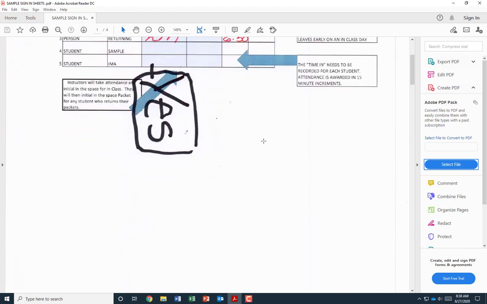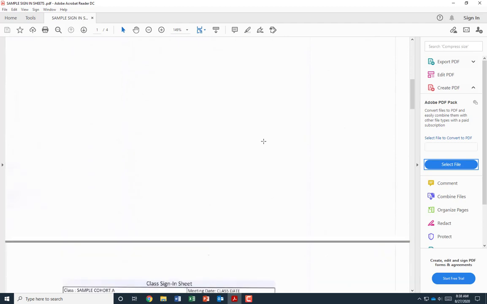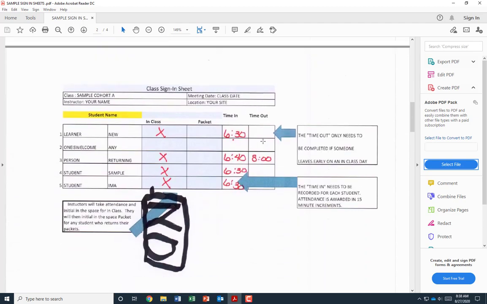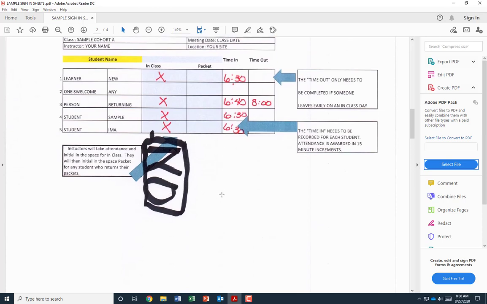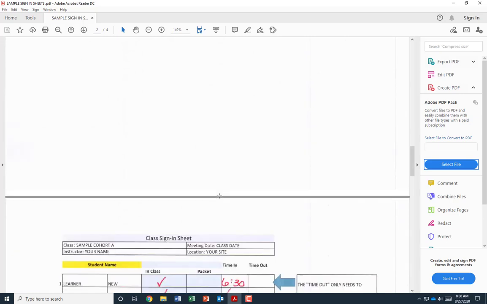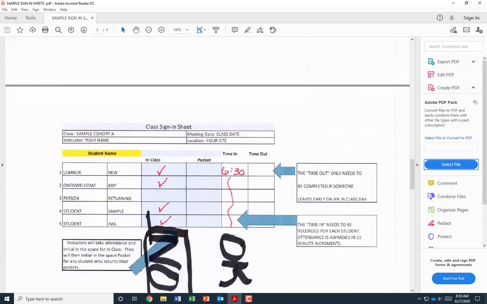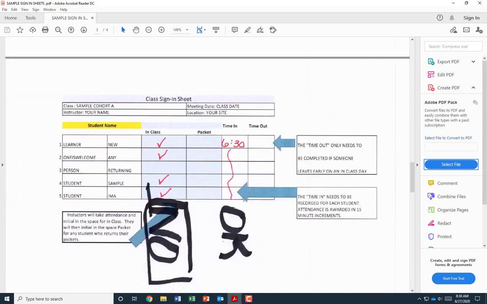Here are some examples of ways that we really cannot accept this going forward. Check marks, no. Okay, I need initials. X's and check marks, no. This is perfectly fine. A lot of people do this. If your class basically shows up and starts at the same time, feel free to put in your time in this way. Again, time out is only if a student leaves class early.